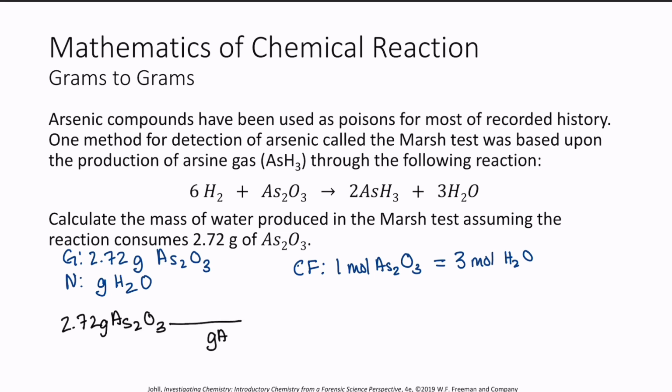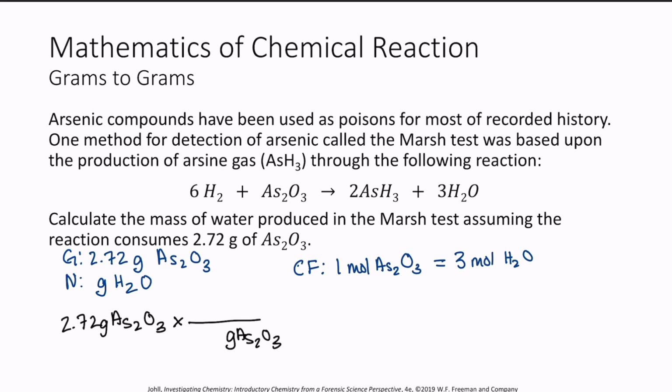And I know I'm going to need grams of As2O3 on the bottom with my first conversion factor. Can I use my equality yet? No, I can't because I'm in grams and my equality is in moles. So I have to first change grams into moles. And how do we do that? You got it, molar mass.